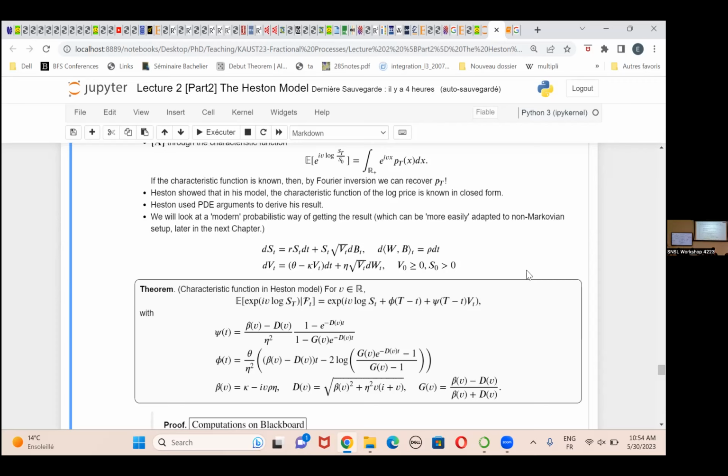Okay, so maybe I can stop here. Tomorrow we'll discuss the non-Markovian extension of this model, and also we'll discuss some numerical implementation of these two classes of models with Christian. And thank you.